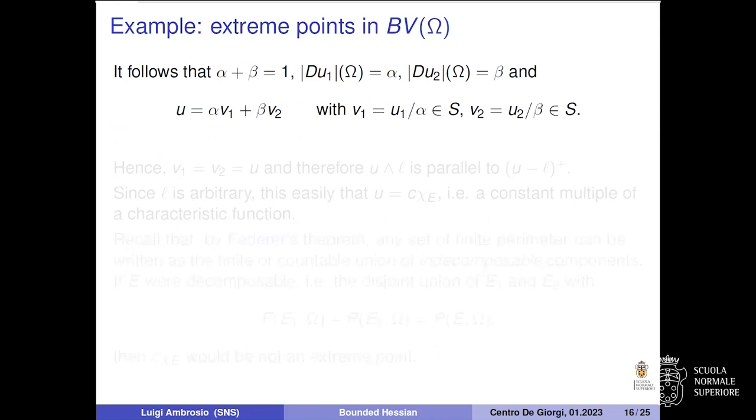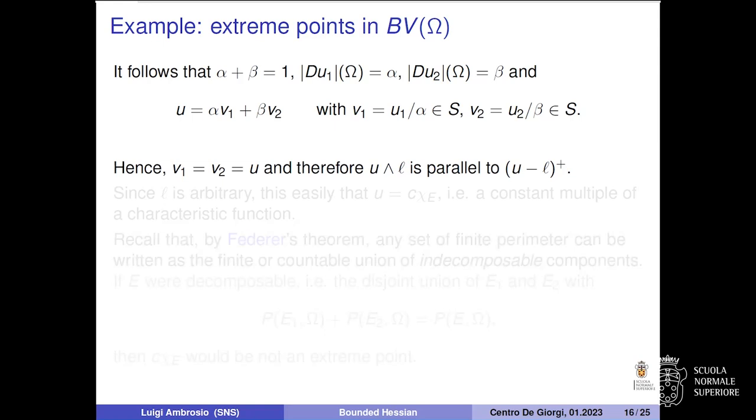And then this provides to you a kind of legal decomposition of U as a convex combination of V1 and V2, where V1 and V2 are in the unit ball, they are even on the sphere. And so if U is extreme, this means that V1 and V2 should be equal to U, which means that U wedge L is parallel to U minus L plus.